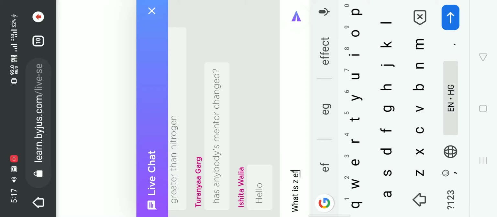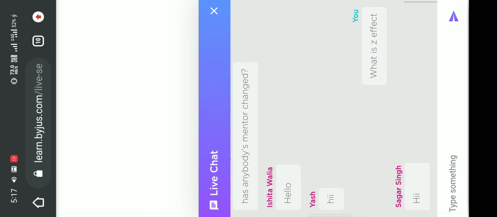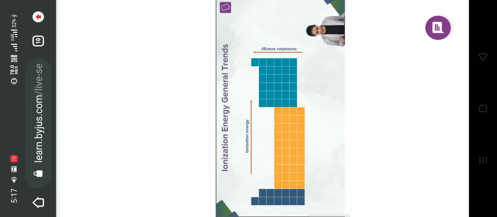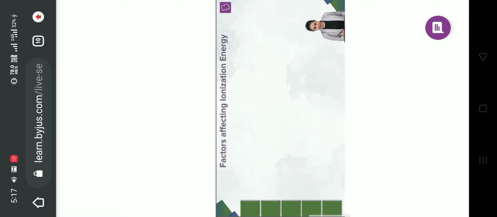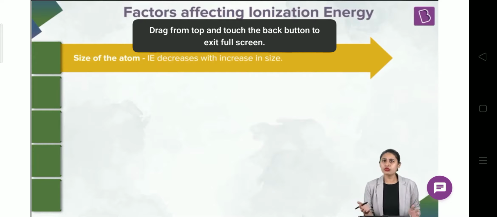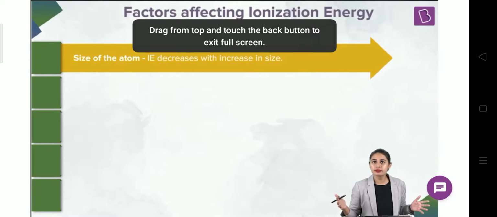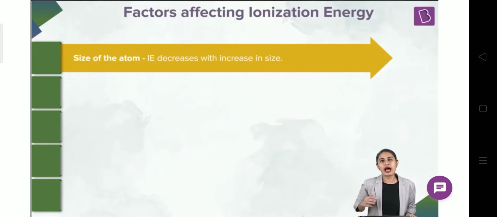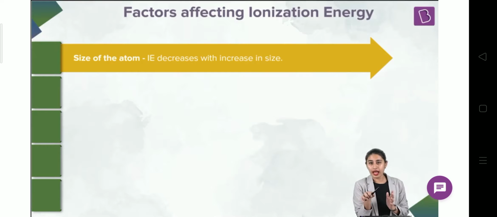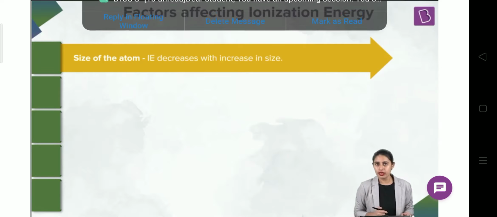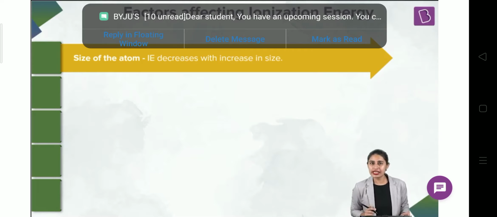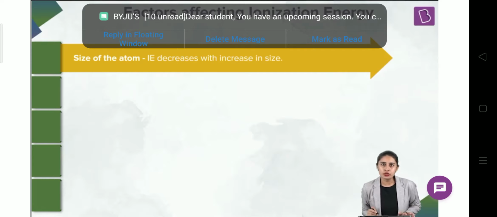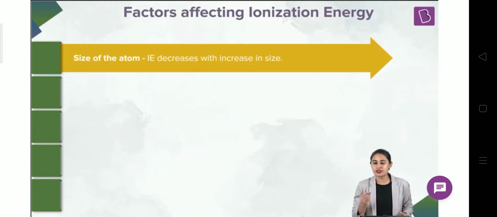So let's quickly recapitulate when we talk about all the factors one by one, layer by layer. So the first one is the size of the atom. You know that higher the size, easier it is for the electron to be removed. So lower the ionization energy. Smaller the size, more is the nuclear hold, and hence difficult it is to remove an electron, right? So ionization energy increases. Size role you know. Let's see the next one.